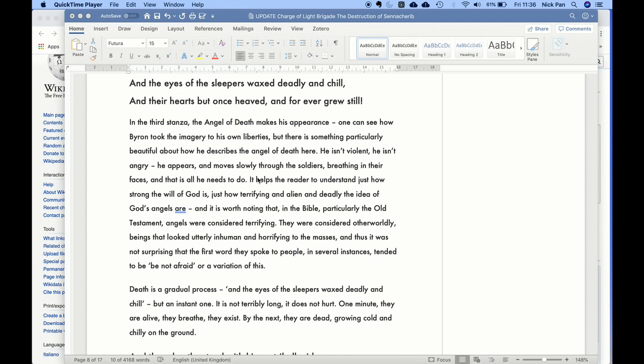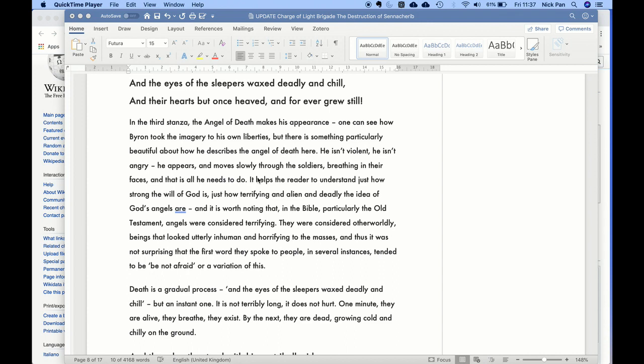So it's a he, it's gendered, or sexed, you could say. And one could say Byron took the imagery with his own artistic license. He took liberties. He had freedom there to adapt. But there is something particularly beautiful, you could say, about how he describes the angel of death here. There isn't violence necessarily. There isn't anger. The angel of death appears to move slowly through the soldiers, breathing in their faces, and that's all he needs to do. It helps the reader understand just how strong the will of God is, just how terrifying and alien and deadly God's angels are.